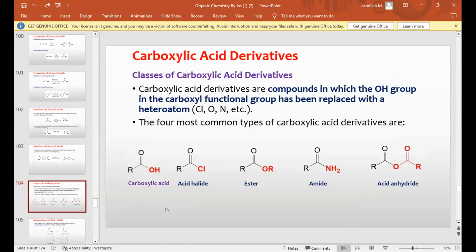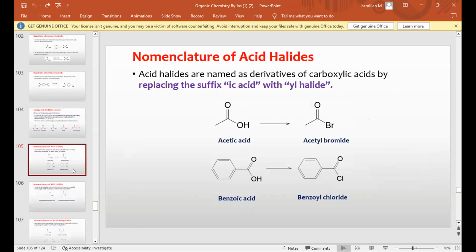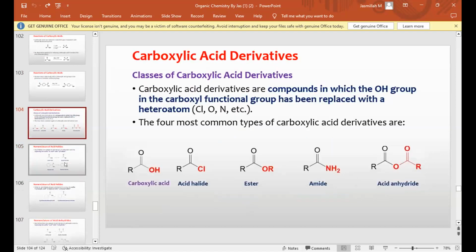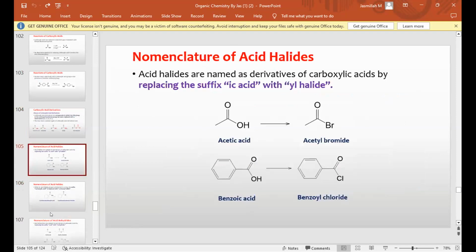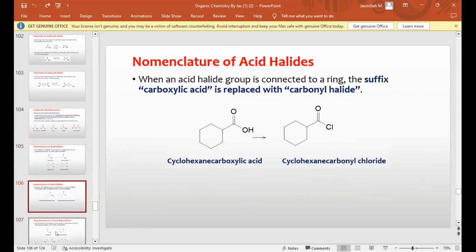Okay, so I think we are done with everything. Yeah, these we already did. Yeah, these we've already done this, even the naming.